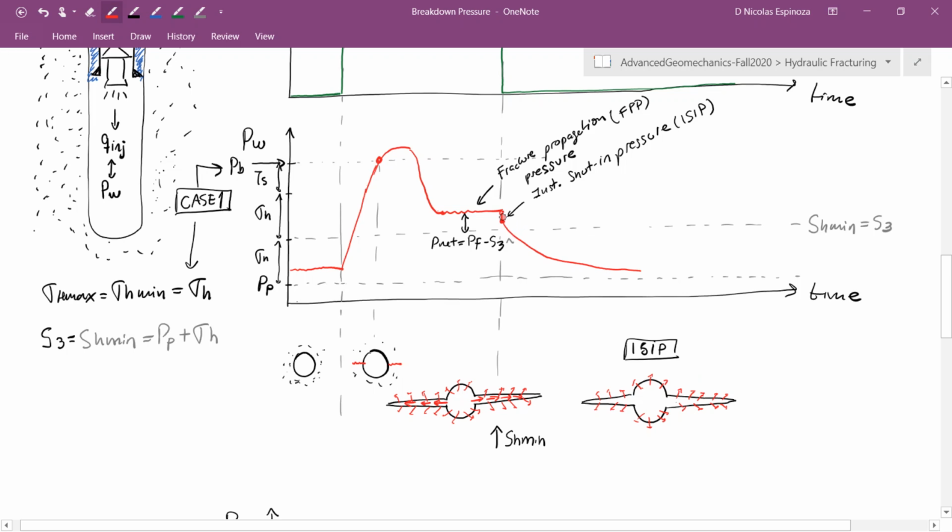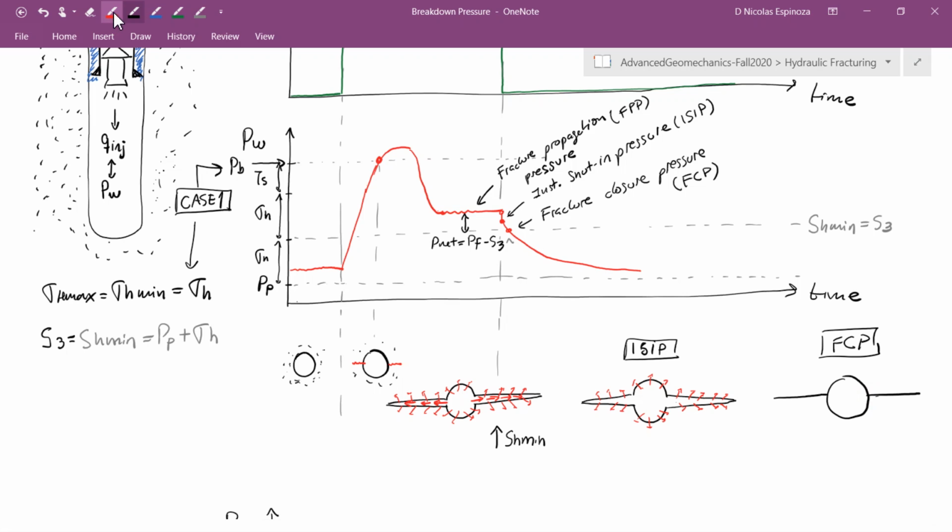And the value at which the fracture closes, when this wall gets to touch this wall again, is what is known as the fracture closure pressure, or also FCP. At the fracture closure pressure, what we will see is that this fracture has already closed, so the walls of the fracture of the rock get to contact with each other.